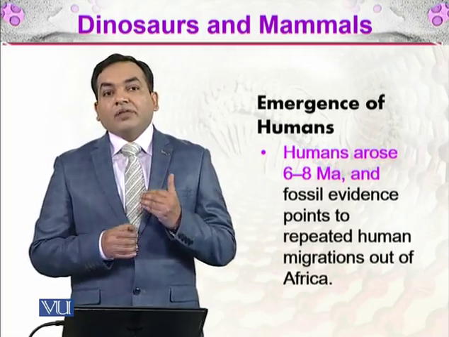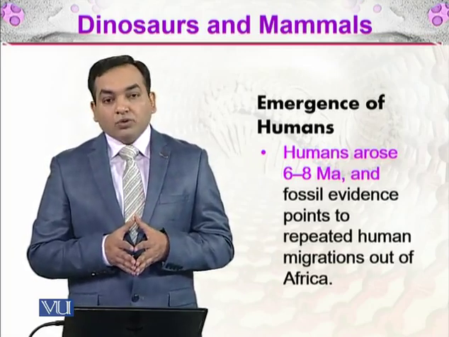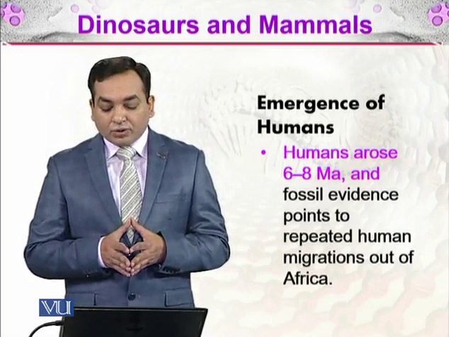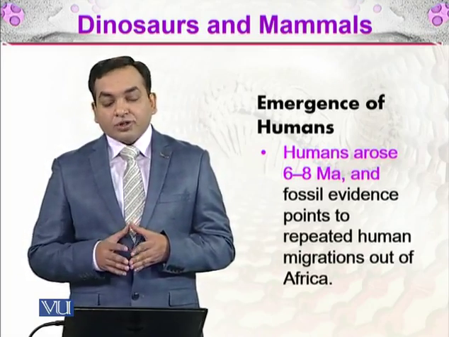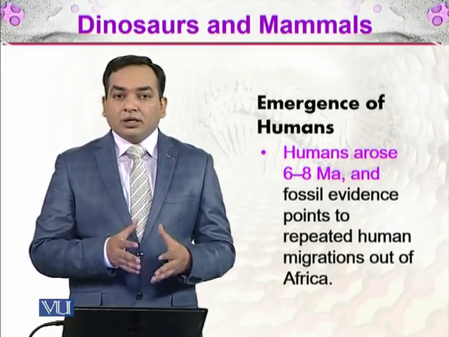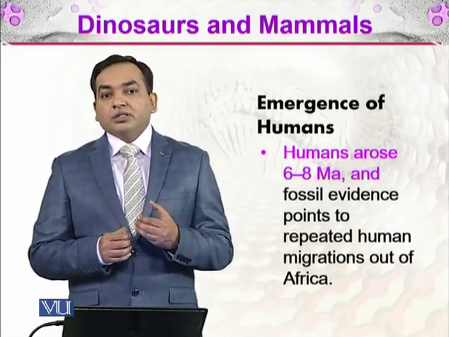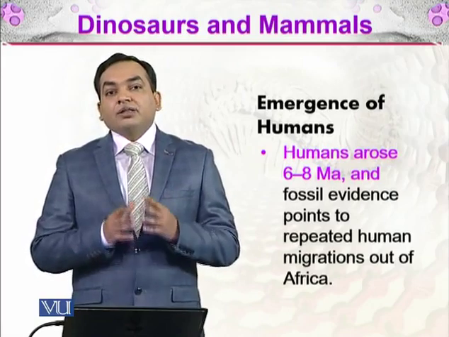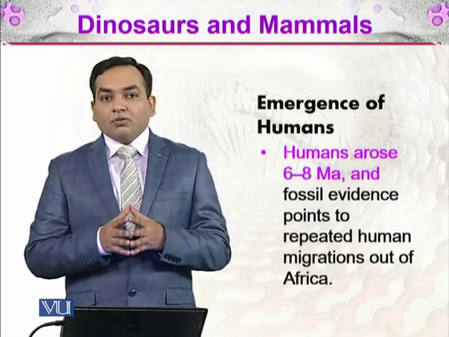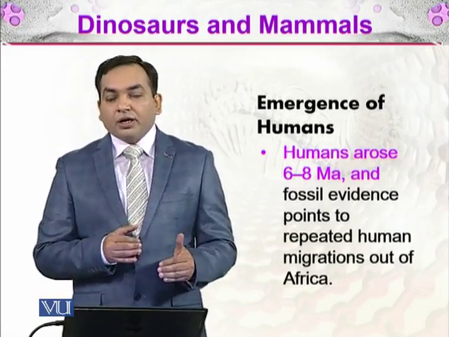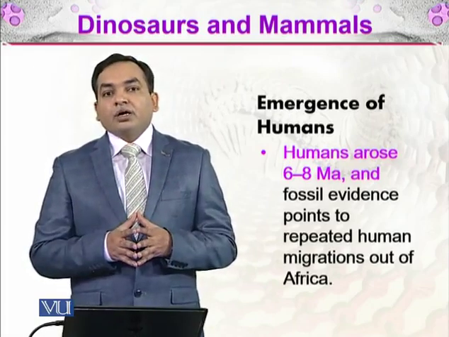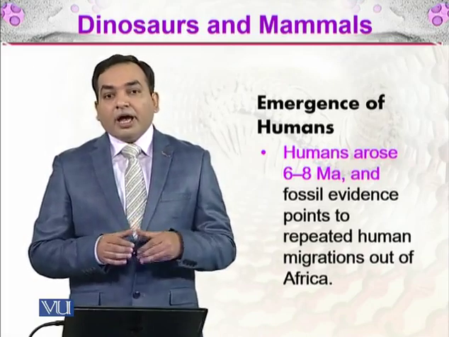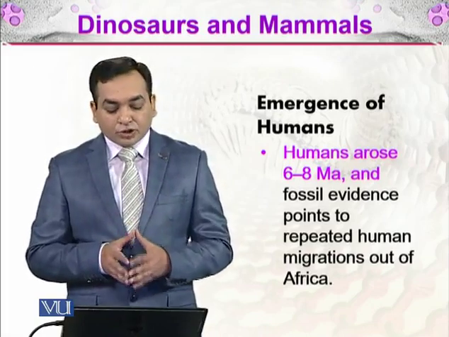And then at the later stages, humans arose. That was 6 to 8 million years ago, and the fossil evidence points to repeated human migration out of Africa. It is stated by scientists that humans evolved as a species inside Africa, and later repeatedly migrated out of Africa into Europe and Asia, and developed as Homo sapiens.